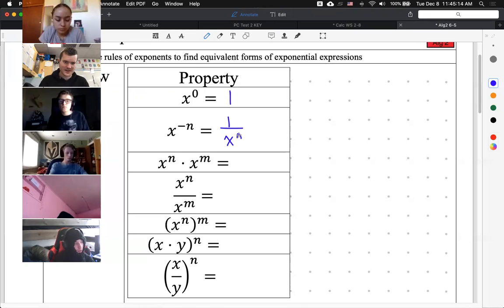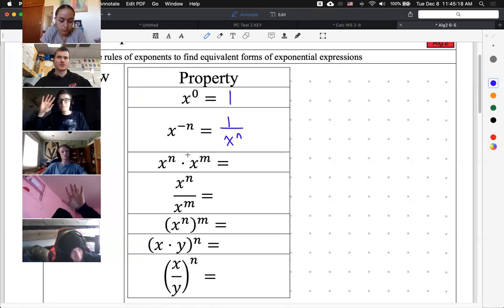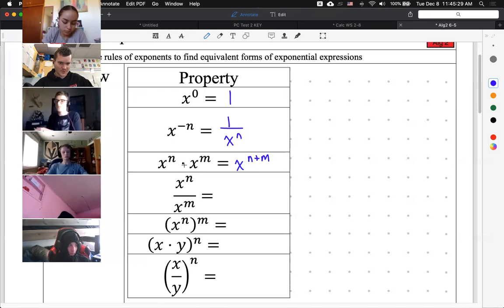X to the power of n times x to the power of m. Whenever I multiply things that have the same exact base, what do I do with their exponents, Andres? You add them and you get x to the power of n plus m. There it is. Good job. And then instead of multiplying the bases, I'm now dividing the same bases. What do I do with their powers, Jenny? You subtract them, like n minus m.